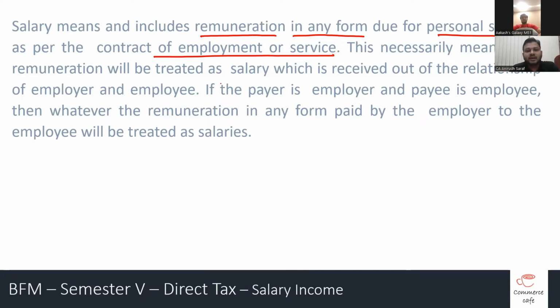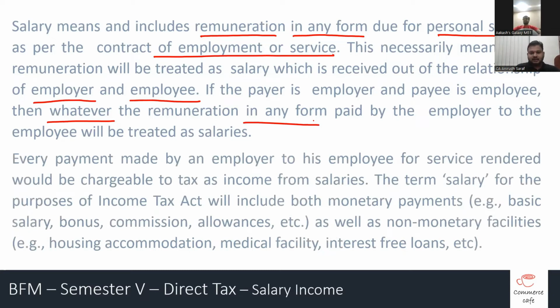This necessarily means that remuneration will be treated as salary which is received out of a relationship of employer and employee. If the payer is employer and payee is employee, then whatever the remuneration in any form paid by the employer to the employee will be treated as salary income. Every payment made by an employer to his employee for services rendered would be chargeable to tax as income from salaries. I told you that income tax is a law. In law, they have very clearly defined things, and whatever is the definition, according to that, we apply the tax laws. So income from salary is any and every payment made by the employer to the employee for services rendered.